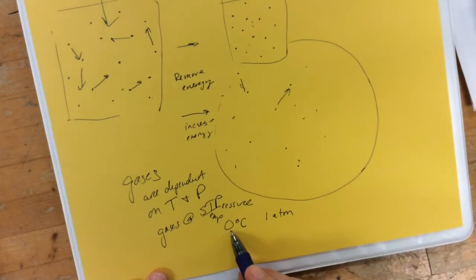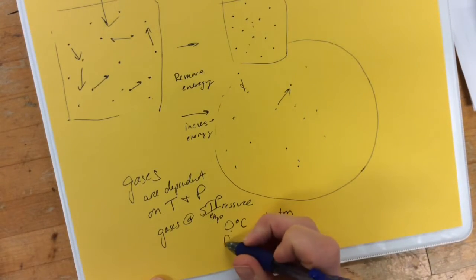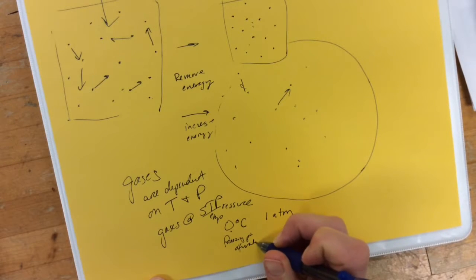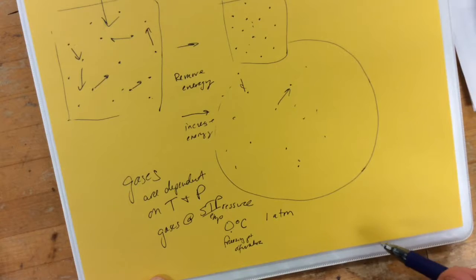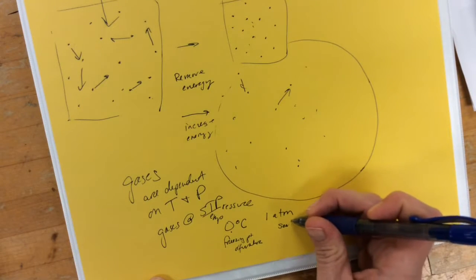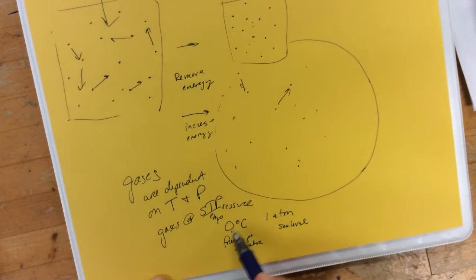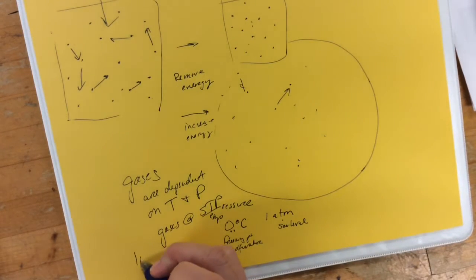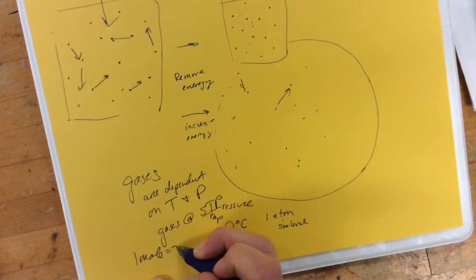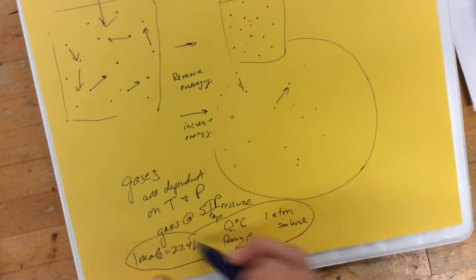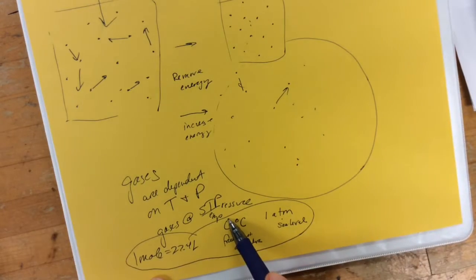Okay, so you know 0 degrees Celsius is right at the freezing point of water. And 1 atmosphere, what's that? That's about the air pressure at sea level. Okay, so these are our two confines. Our whole thing of 1 mole being equal to 22.4 liters only works in these conditions, and that's called STP.